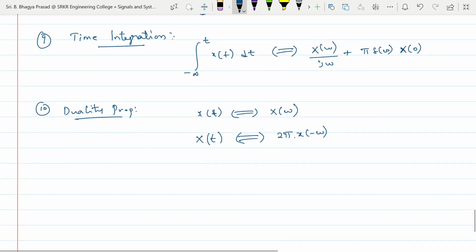Last one, Parseval's relation, Parseval's identity.